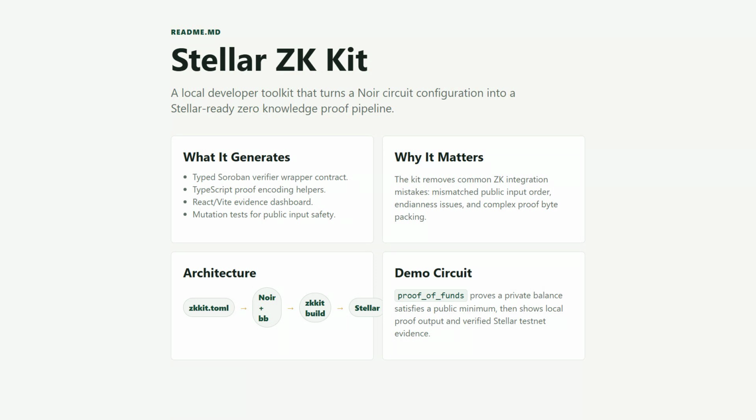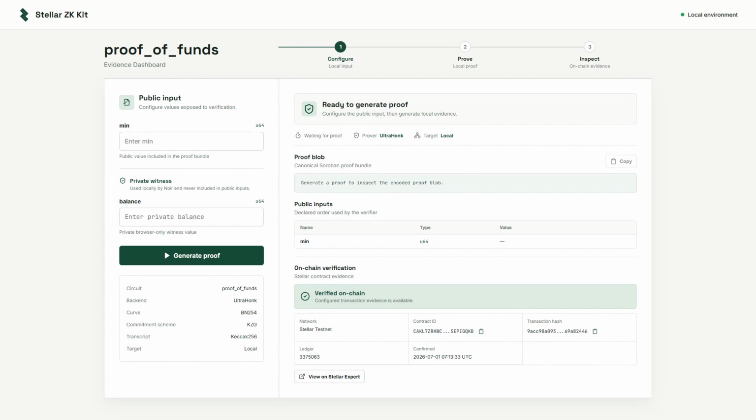In this demo, the example circuit is proof of funds. The public input is the minimum balance, while the real balance is a private witness. The browser can prove that the private balance meets the public threshold without revealing that balance to the verifier.